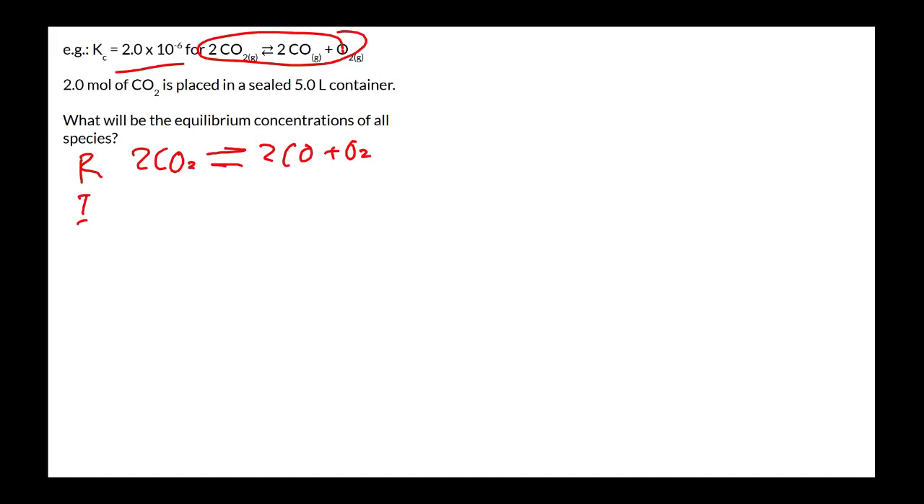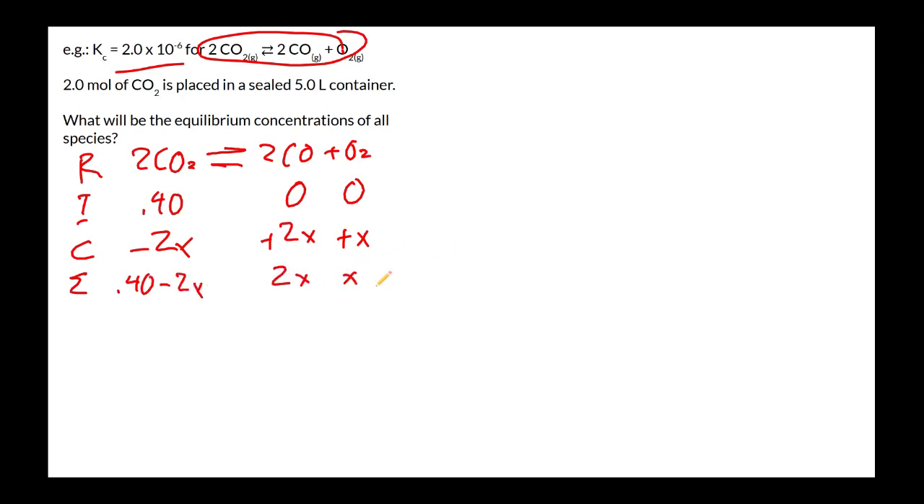Initial. Well, we had 2 moles of CO2 in a 5-liter container. 2 divided by 5 is 0.4, so that's a 0.40 molar concentration. And that's the only thing we put in there, so those are both zeros. That's the start. Change, minus 2x, plus 2x, plus x, coming from the stoichiometry of the reaction. At equilibrium, this will be 0.40 minus 2x, this will be 2x, and this will be x.